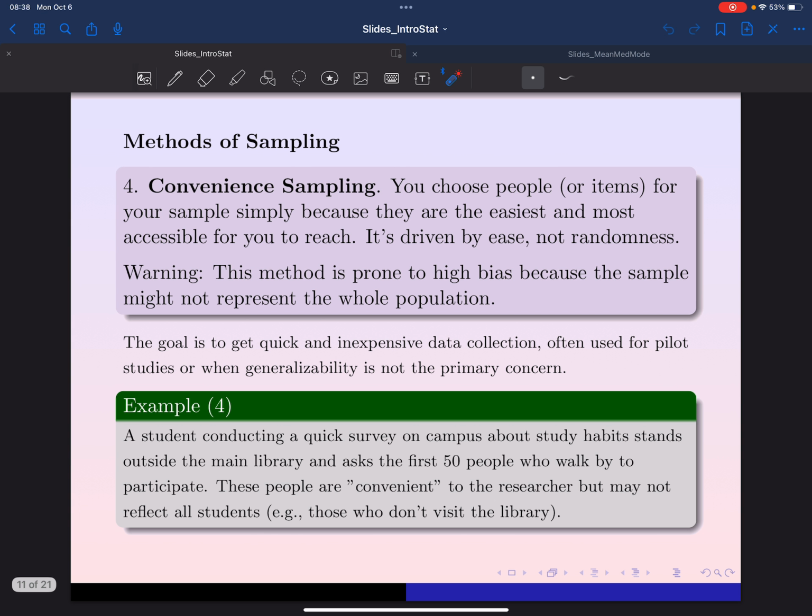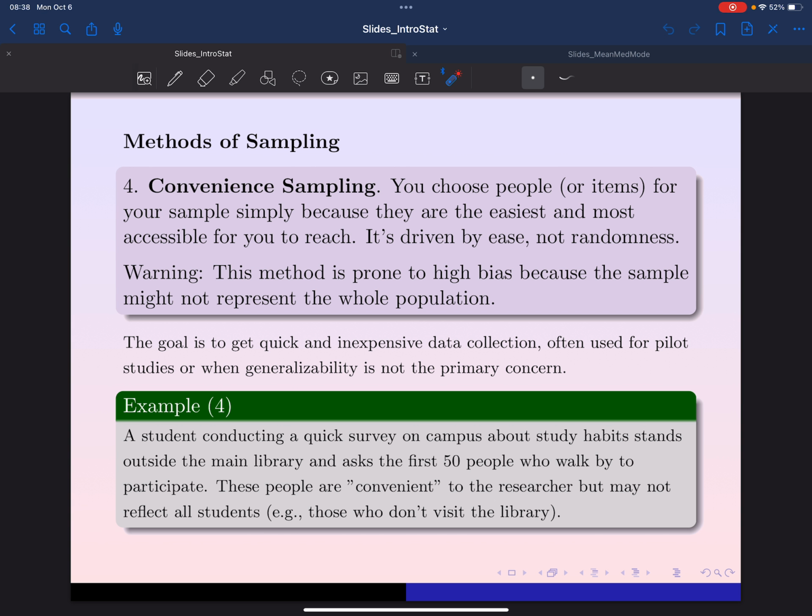Another example of sampling would be convenience sampling. You choose people or items for your sample simply because they are the easiest and most accessible for you to reach. It is driven by ease and not randomness. So this method is very high in bias because the sample may or may not represent the whole population. The goal is to get quick and inexpensive data collection, often used for pilot studies or when generalizability is not the primary concern.